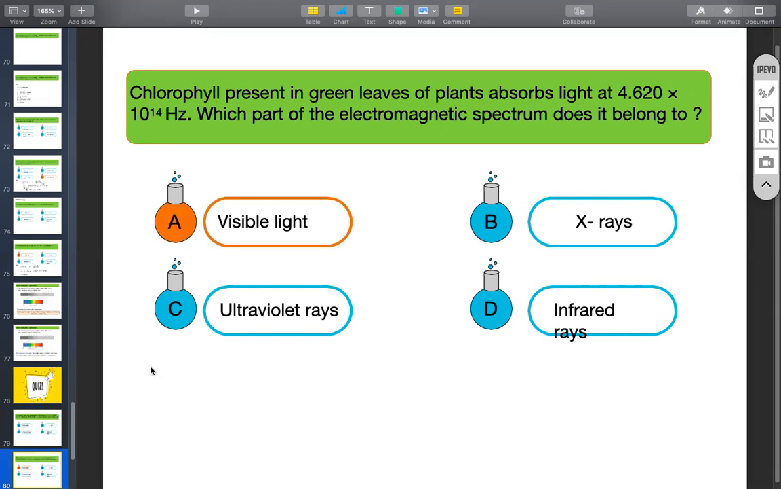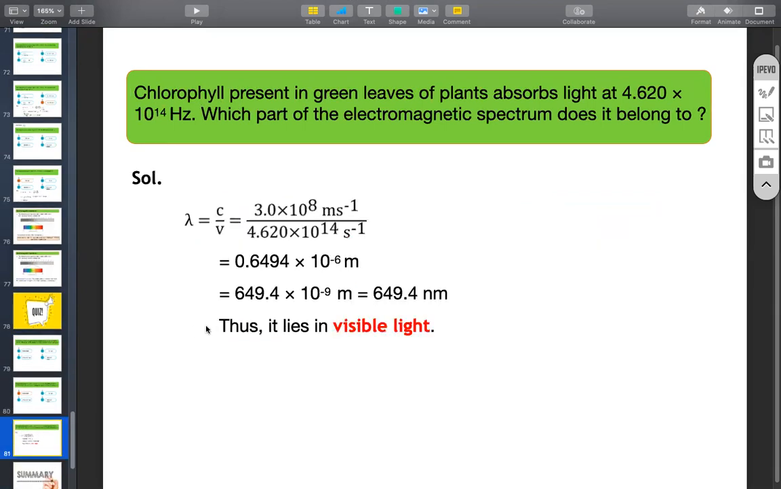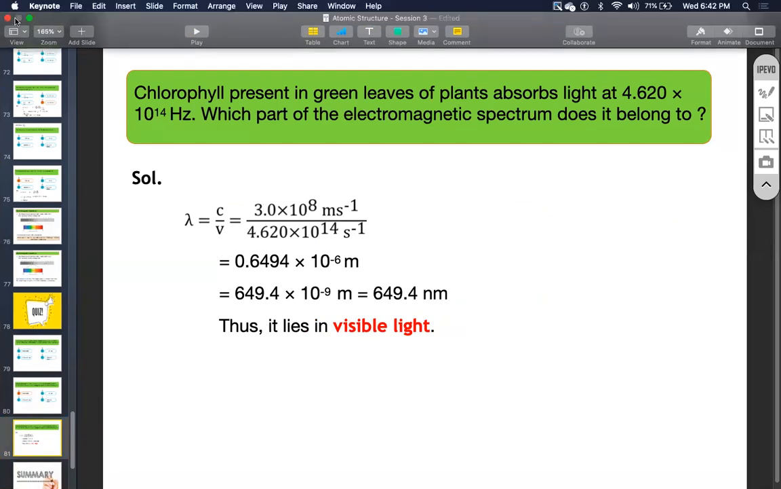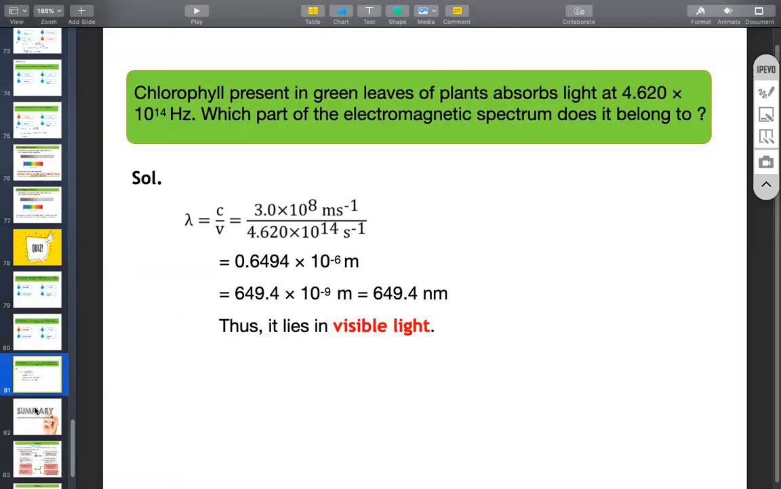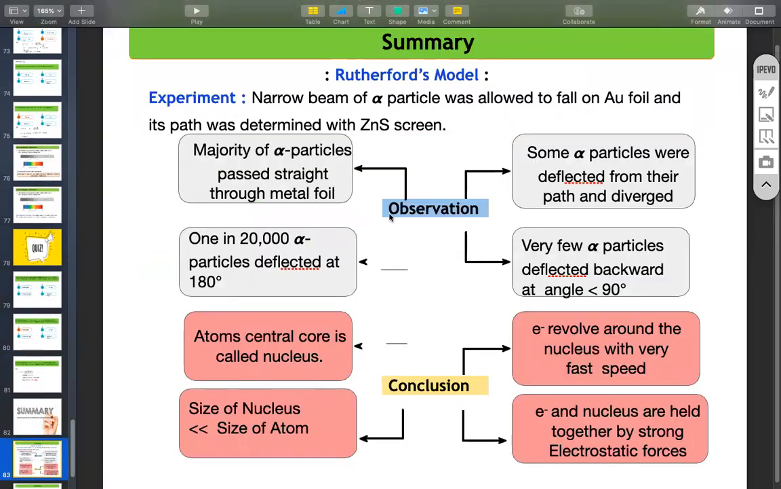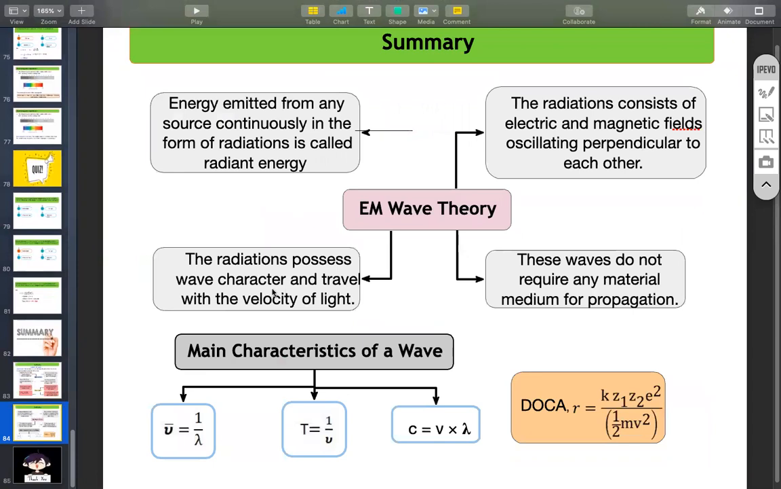So I will tell you the answer. Answer is A. Any doubt, guys? Same thing. Any doubt? No? So whatever we have discussed is written here, observation, Rutherford model. So this is the summary which we discussed. Okay. Fine. I'm moving to the next part. So just give me 1 second.